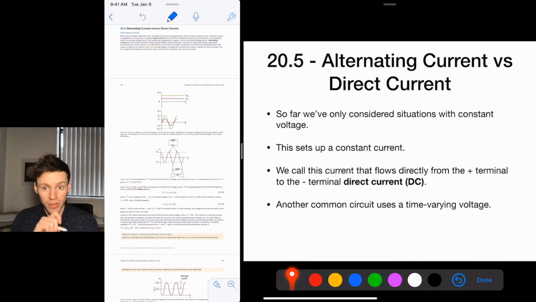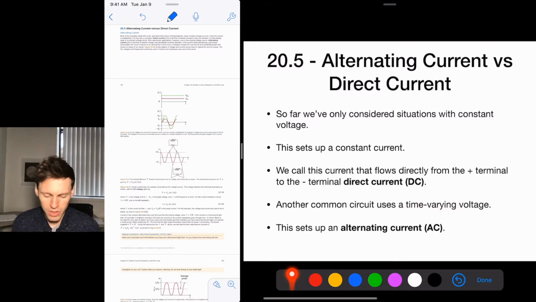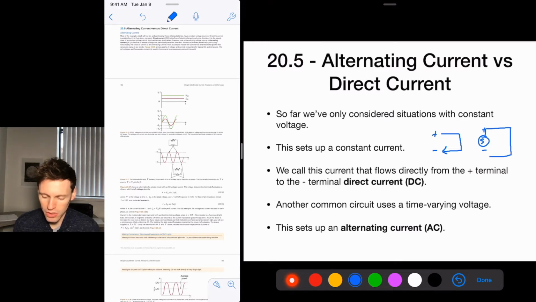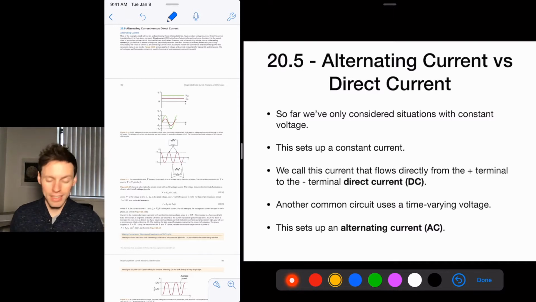But there's another type of current and another type of voltage, which is time varying or alternating voltage, which sets up an alternating current. In a DC circuit the electrons just flow directly from the positive terminal to the negative terminal. In an AC circuit, you'll see it with a little squiggle like that, plus and minus. So everything's jiggling back and forth rather than setting up a constant current.